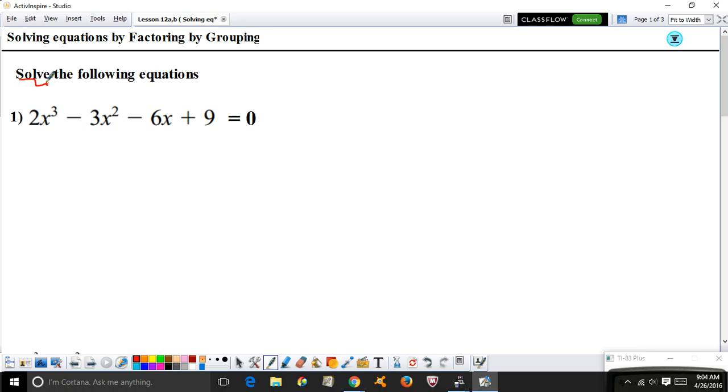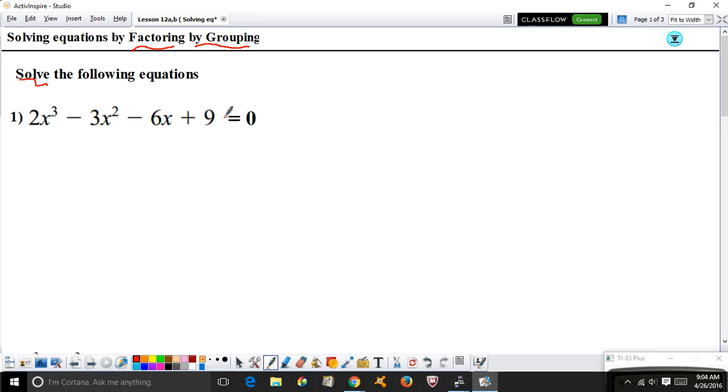But how do we solve equations when we have four terms? You see, we have four terms here: 1, 2, 3, 4 terms. We have not seen tools that can help us solve equations when we have four terms. So when you have four terms and you're solving, most likely you're going to be using factoring by grouping.